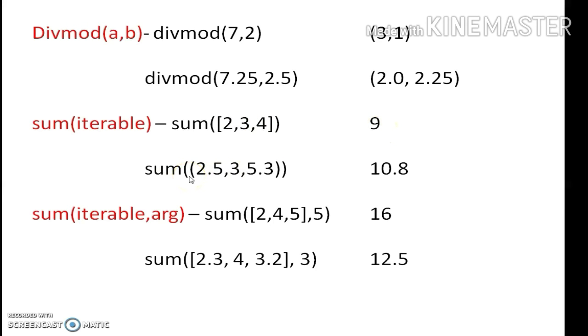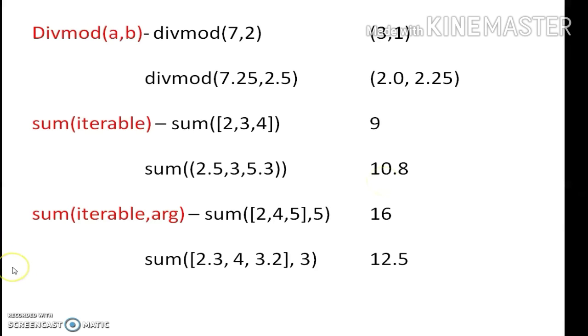Next example, this one is a tuple. So sum of 2.5, 3, 5.3. So 2.5 plus 3 is 5.5, 5.5 plus 5.3 is 10.8. So the answer is 10.8.